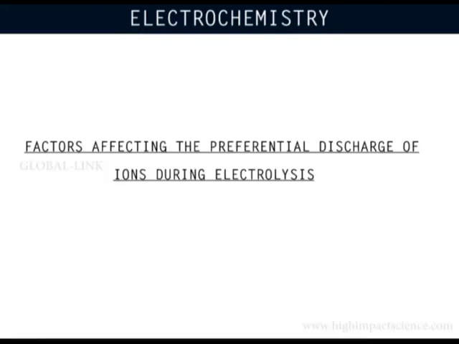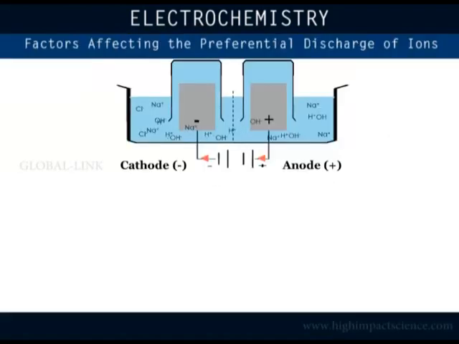Factors affecting the preferential discharge of ions during electrolysis. Now, we have seen that when 2 ions move towards the same electrode, only one can be discharged. There are 2 factors that determine which one will be discharged. 1. The position in the electrochemical series.